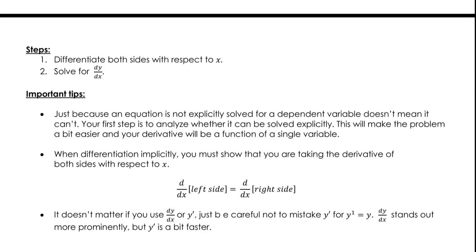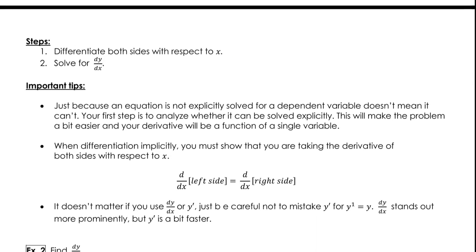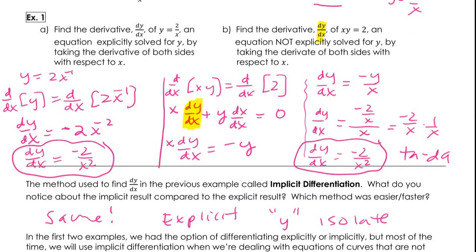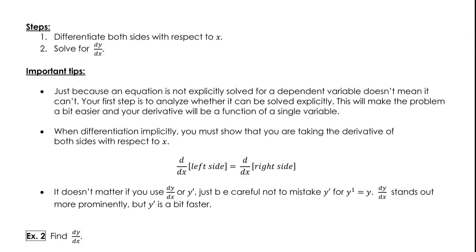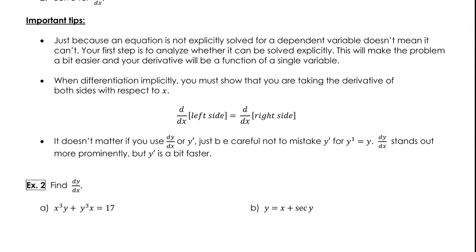Okay, so what we're going to do is we're going to differentiate both sides with respect to x, and then we're going to isolate dy dx. That's exactly what we did here. We differentiated both sides with respect to x, and then we went through and we isolated dy dx. Okay, I liked applying that operator d over dx, and you can see it right here.